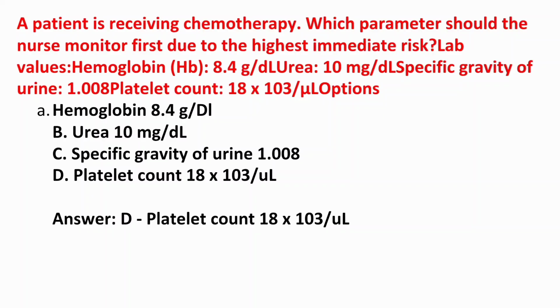A patient is receiving chemotherapy. Which parameter should the nurse monitor first due to the highest immediate risk? Lab values: hemoglobin 8.4 g/dL, urea 10 mg per dL, specific gravity of urine 1.008, platelet count 18x10^3/L. Options: A. Hemoglobin 8.4 g/dL. B. Urea 10 mg per deciliter. C. Specific gravity of urine 1.008. D. Platelet count 18x10^3/L. Answer: D. Platelet count 18x10^3/L.